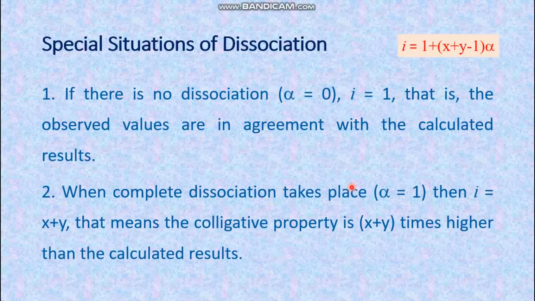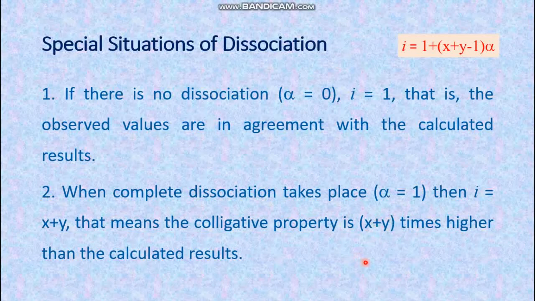And finally, when complete dissociation takes place, that means alpha is equal to 1, then 1 into X plus Y minus 1, the 1 cancels, so X plus Y remains, so the value of I becomes X plus Y. That means the colligative property is X plus Y times higher than the calculated results. If it is sulfuric acid, then the value is 3. If it is calcium chloride, the value is 3. If it is sodium chloride, the value is 2. This way you can calculate this value.